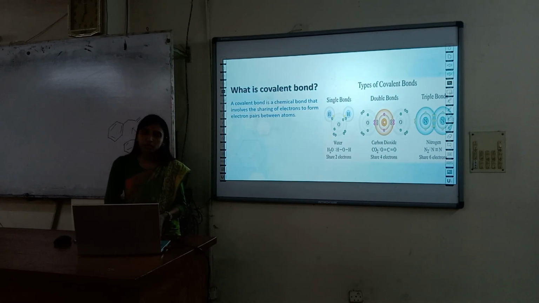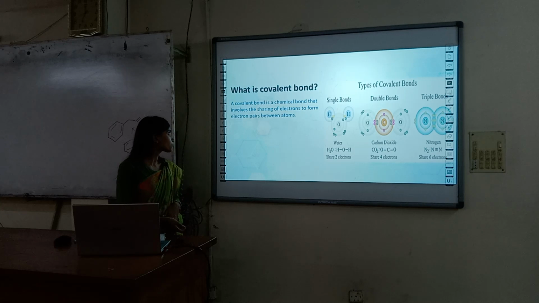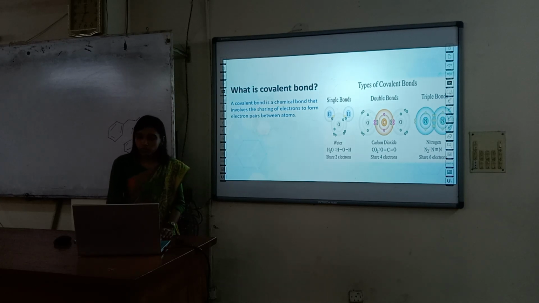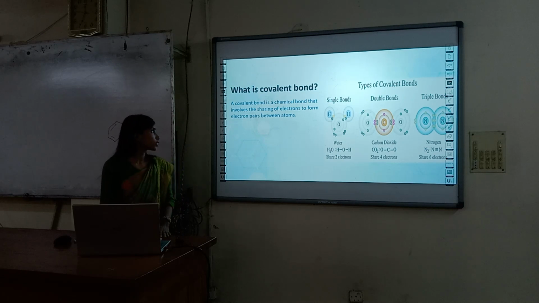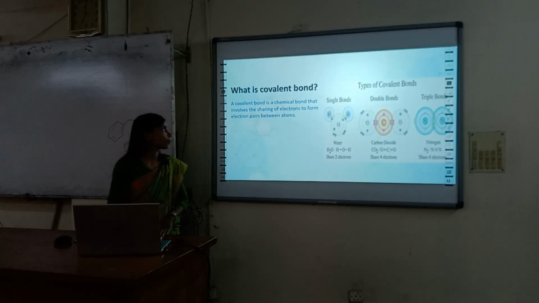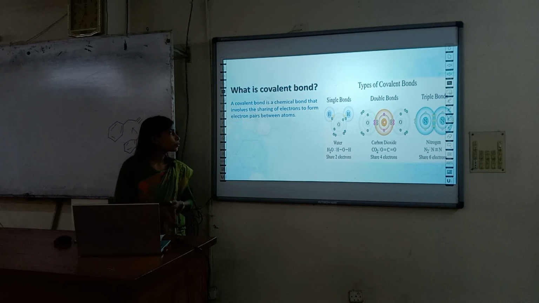So now we will discuss covalent bonds. It's a chemical bond that involves the sharing of electrons to form electron pairs between the atoms. Like here, water shares two electrons and forms a single bond. And here, carbon dioxide shares 4 electrons, and nitrogen shares 6 electrons and forms a triple bond.